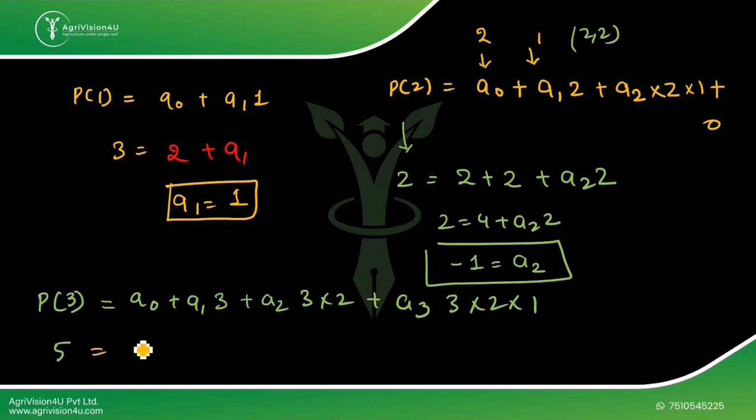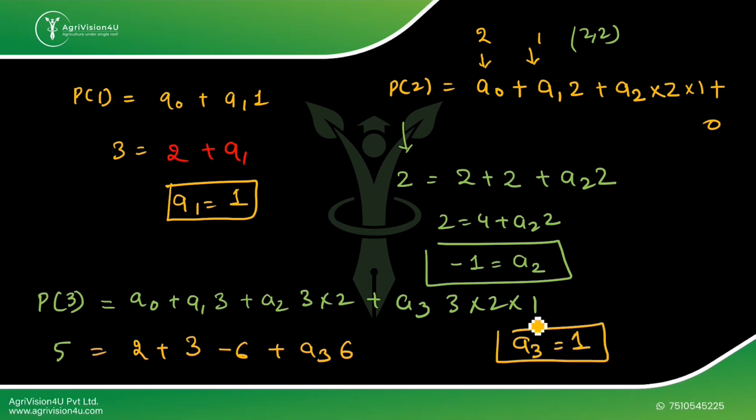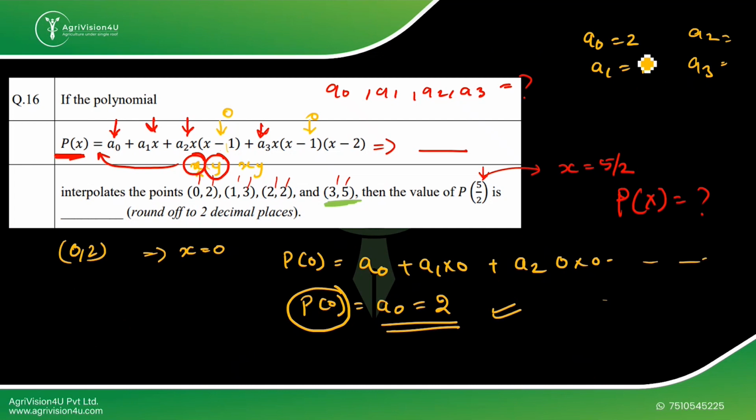The a0 value is 2. The a1 value is 1, and 1 into 3 will be 3. The a2 value you have calculated is minus 1, so minus 1 into 3 into 2 will be minus 6. So let's write minus 6 here, plus a3 times 6, since 3 into 2 is 6. If you calculate this, the a3 value will be again 1. So the values I'm writing here: a0 is 2, a1 is 1, a2 is minus 1, and a3 is 1.